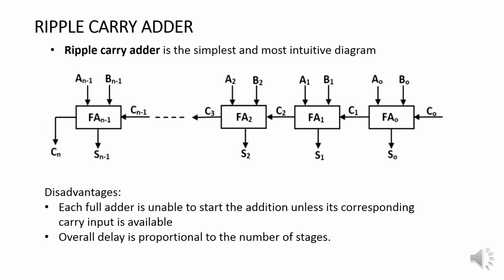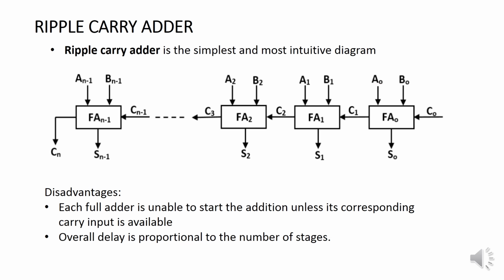This moving is called a rippling effect, and the circuit diagram that graphically represents this process is called the Ripple carry adder. This is the circuit. So, the Ripple carry adder is the simplest and most intuitive diagram because it models the way we do addition by hand using paper and pencil. Note that each stage is made by a full adder, the component that we learned in the previous video.